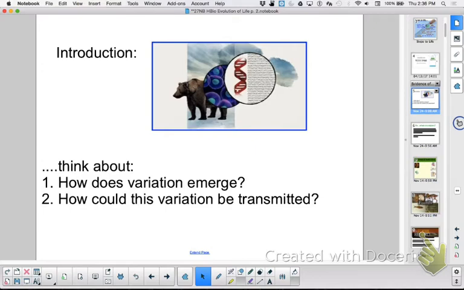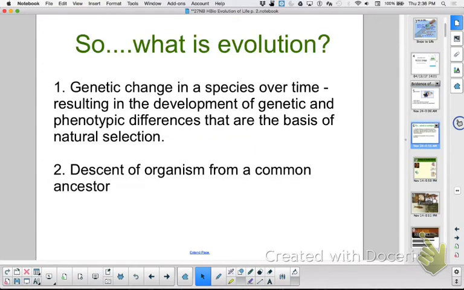But let's start off with knowing what evolution is, and that's what? A change in, okay, give me another word. Allele frequencies over time. Very good. And the second part we look at is that descent of organisms from a common ancestor.